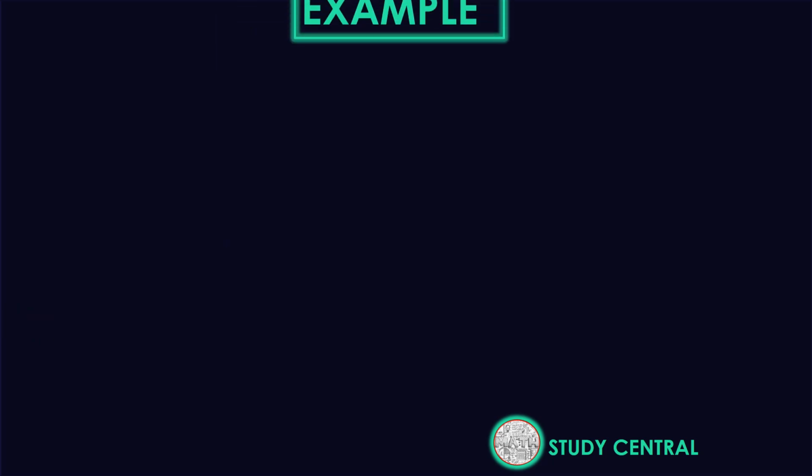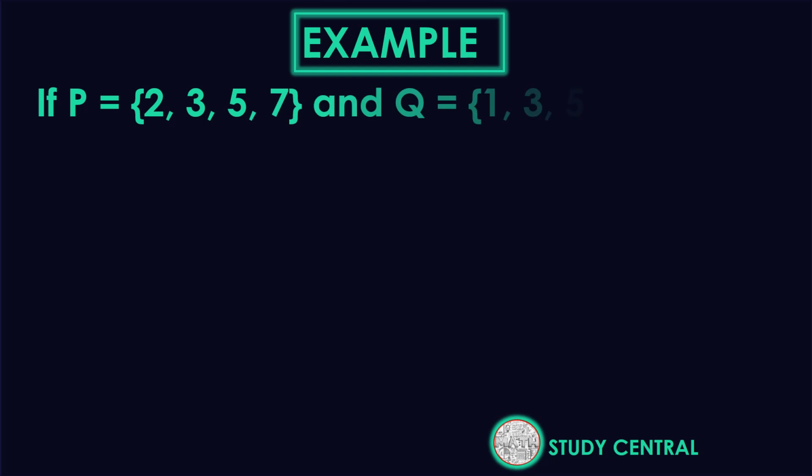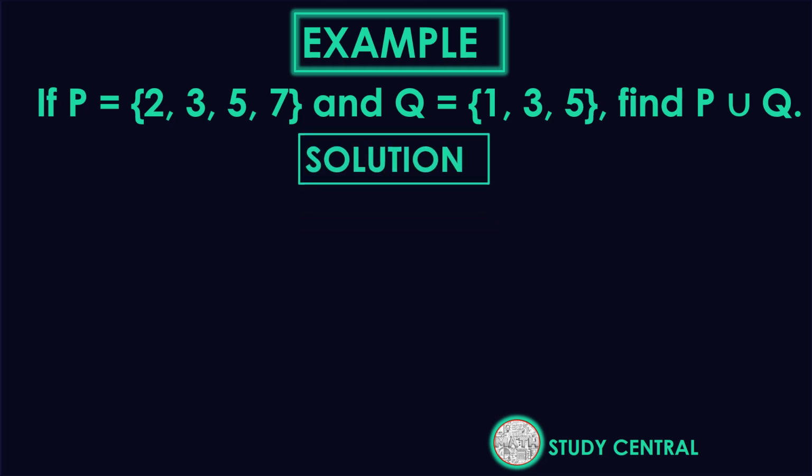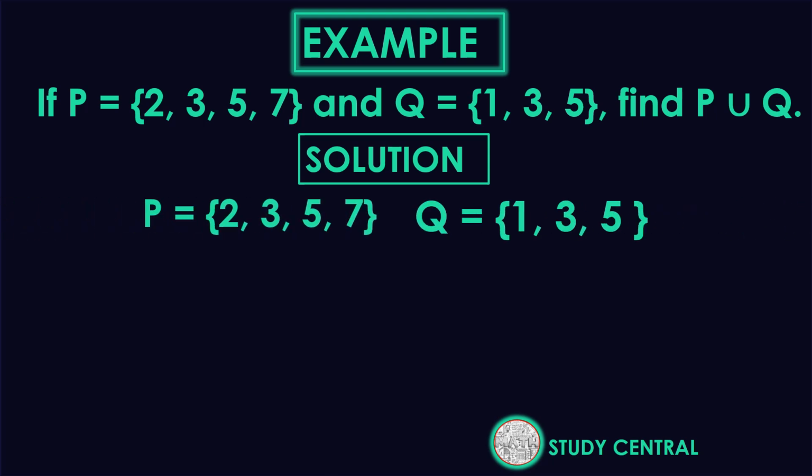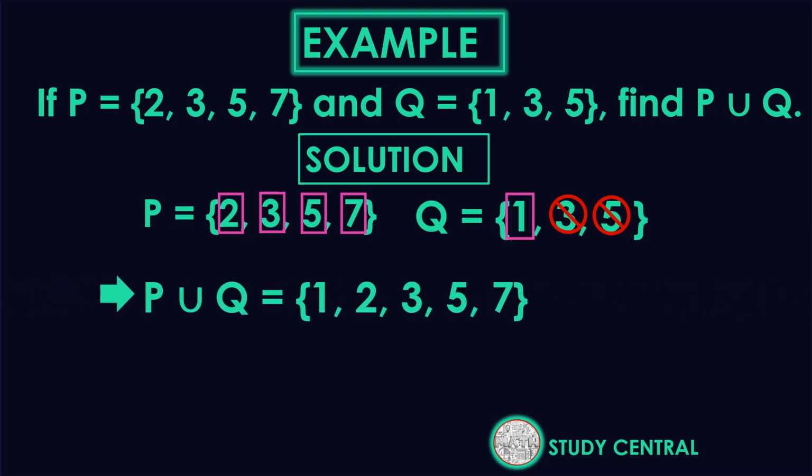Here is another example. If P contains 2, 3, 5, and 7, and Q contains 1, 3, 5, find P union Q. To find the elements of the set P union Q, let's list all the elements that are either in P or Q or both P and Q, and remember to put them in ascending order without repeating any element. 3 and 5 appear in both sets, but in the set P union Q they will be written only once. Here is P union Q.